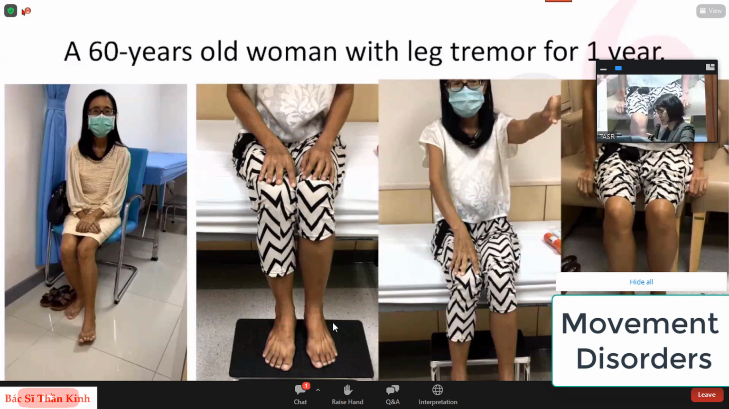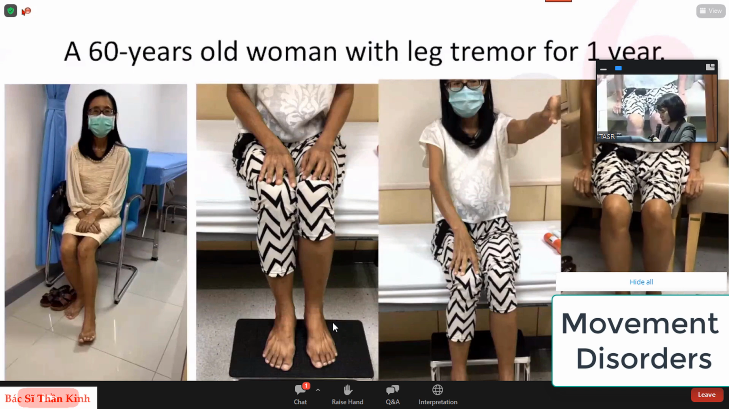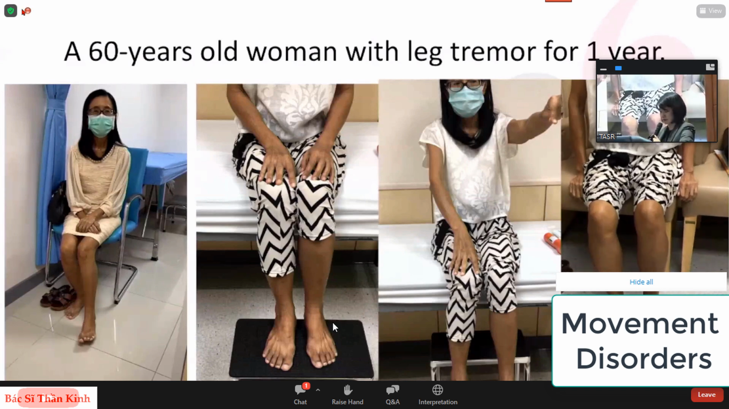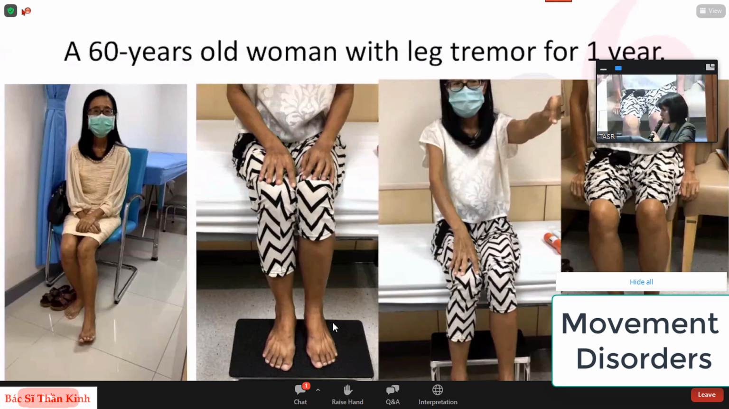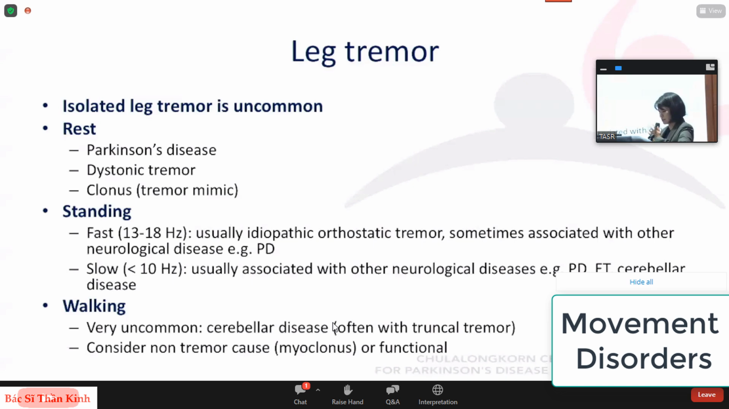Apart from the bradykinesia, she also has a rigidity on the left side. So I tried levodopa in this patient, and she returned with maybe 50% of the clinical response. So let's move to the leg tremor.